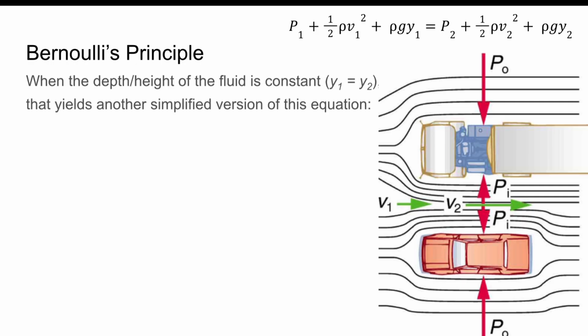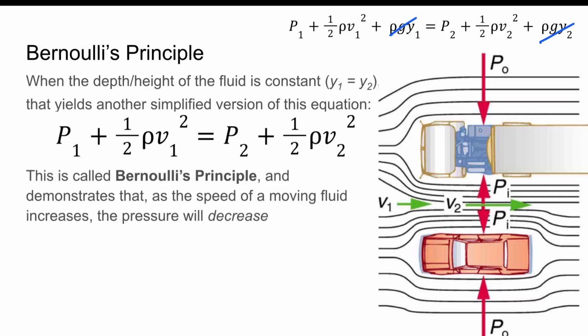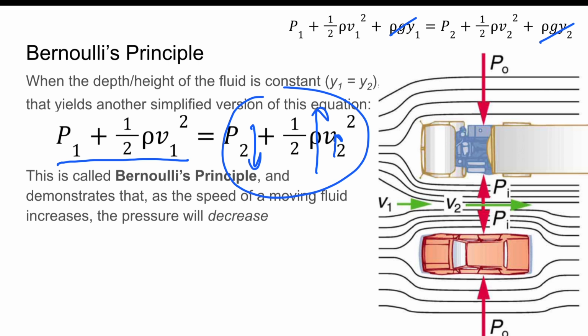So this has some other applications. For instance, when the depth or the height of the fluid is constant, then our y1 equals y2, so we could cancel both those out, and we end up with P1 plus 1/2 rho v1 squared equals P2 plus 1/2 rho v2 squared. And this is what we call Bernoulli's principle. What it says is that as the speed of a moving fluid increases, the pressure will actually decrease. Because if this side of the equation is constant, then if we increase our velocity, we increase this term, and if this whole side has to stay the same, our pressure over here has to decrease.